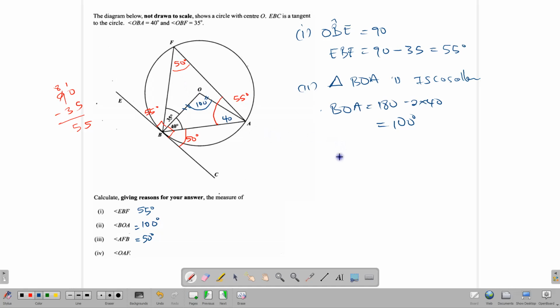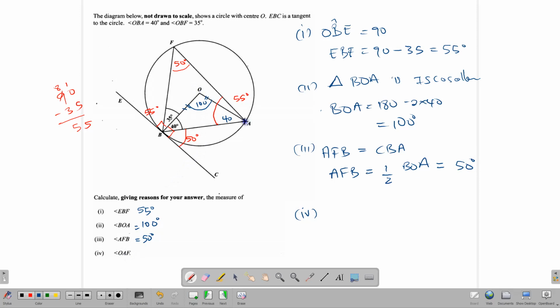So you can write it as part 3, AFB. AFB is equal to CBA. Also, AFB is equal to half BOA. And either way, you end up with 50 degrees for your answer. And part 4 is looking for OAF. Where is OAF?